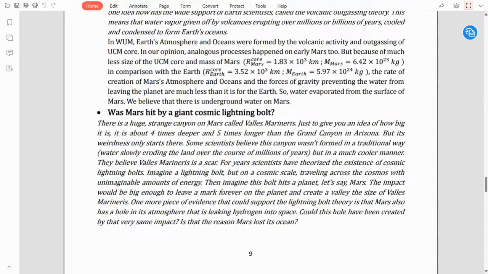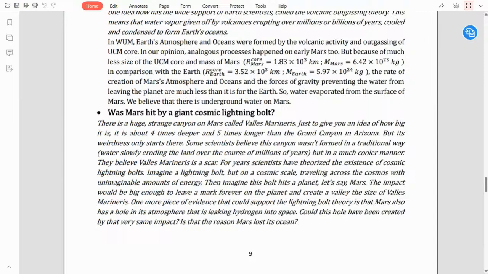Was Mars hit by a giant cosmic lightning bolt? There is a huge, strange canyon on Mars called Valles Marineris. Just to give you an idea of how big it is, it is about 4 times deeper and 5 times longer than the Grand Canyon in Arizona. But its weirdness only starts there.